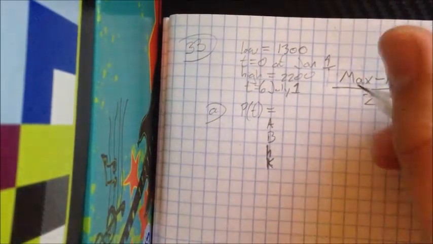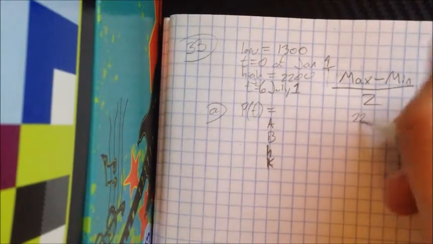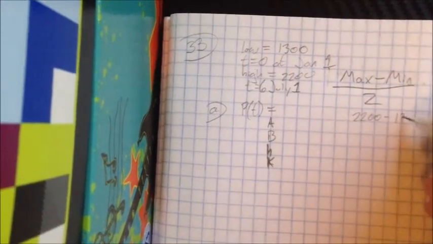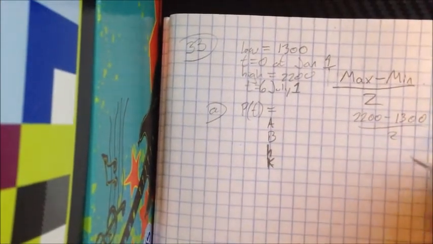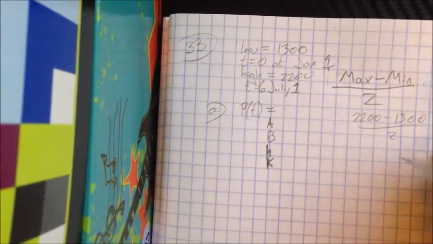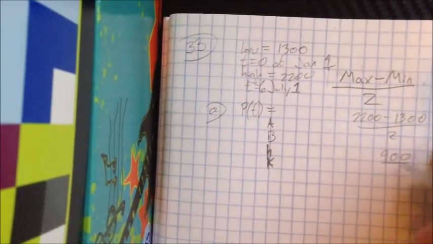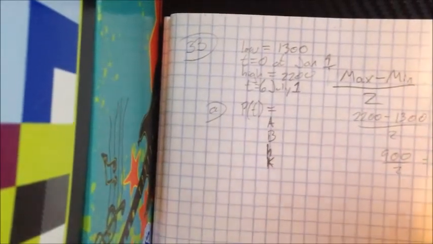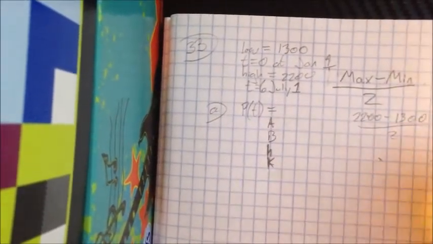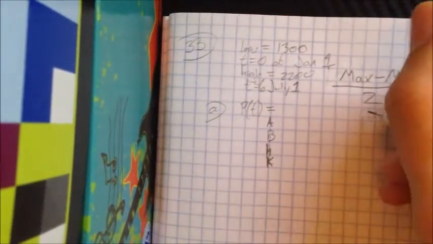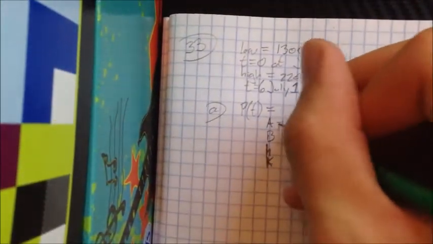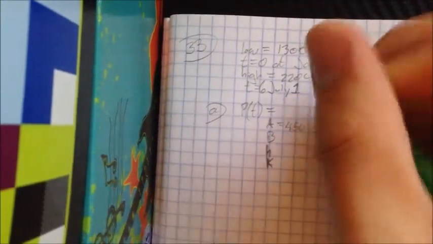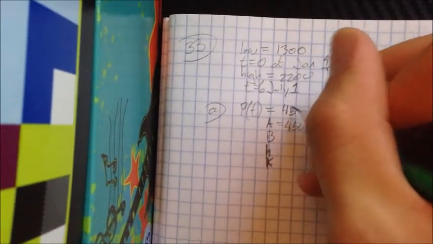So 2,200 minus 1,300 divided by 2 is equal to what? I think this is 900 divided by 2. That's getting erased because it's a waste of space anyway. 900 divided by 2 is 450. Agreed? So A equals 450. So we have something to put into this.